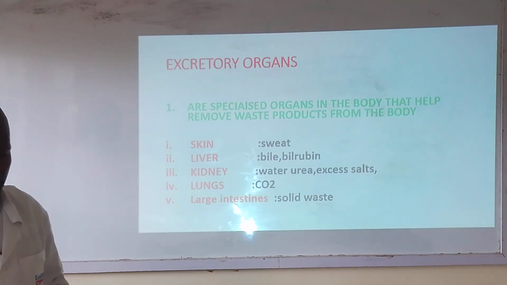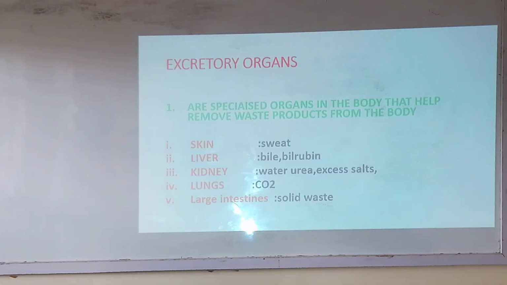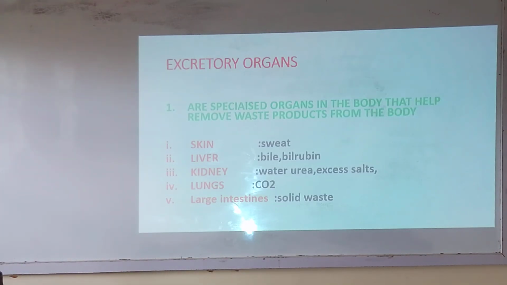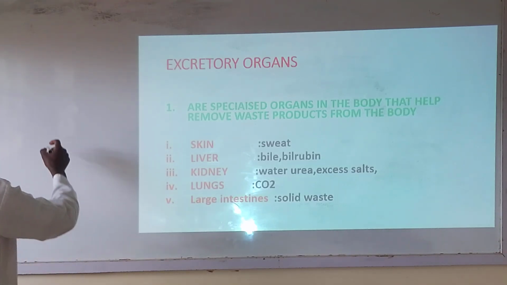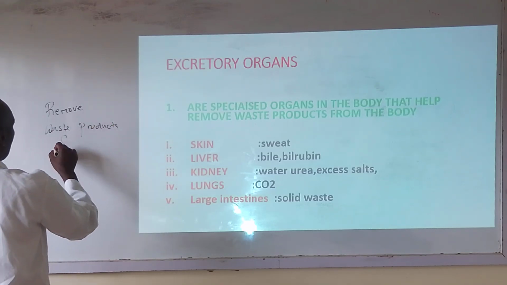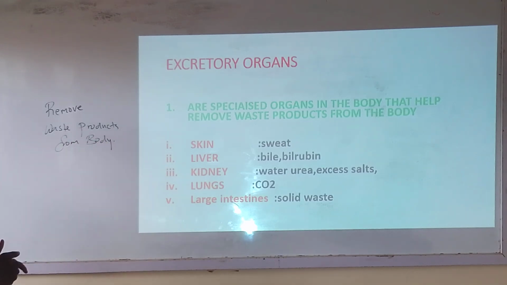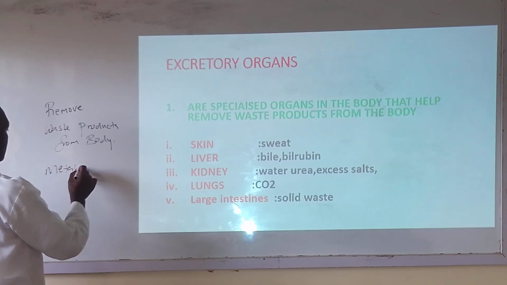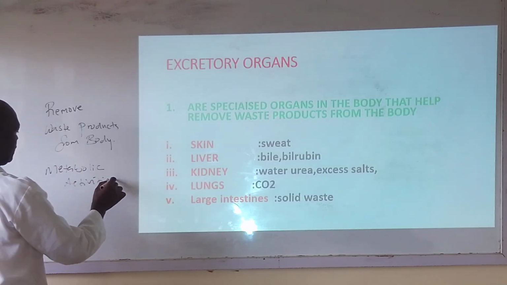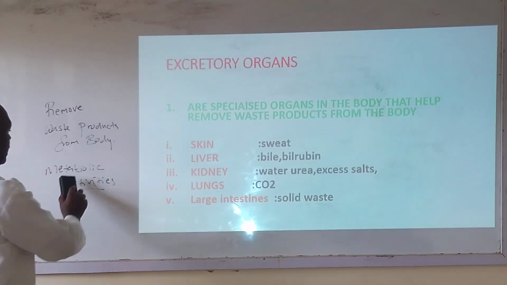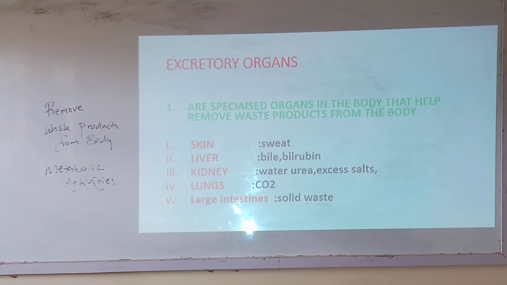But before we go into details of acidosis, it is important to know that we have excretory organs in the body whose function is actually to eliminate or remove waste products from the body. So the body undergoes a lot of metabolic activities, and in that process, there is a lot of waste products which are normally formed as a result of daily metabolic activities that take place in our bodies.